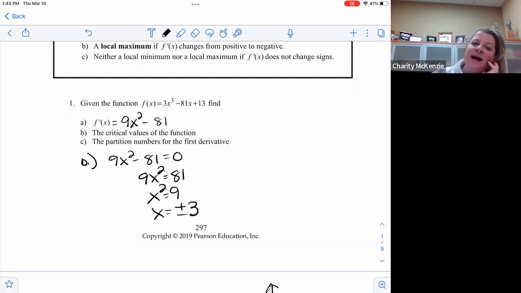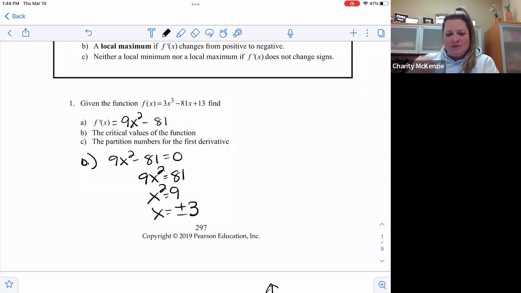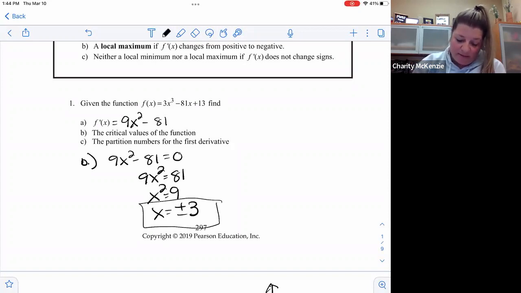Okay. And then when it talks about the partition numbers for the first derivative, what it's referring to is, basically, do you have any spots where you would have 0 in the denominator that also need to be considered with this 3 and negative 3 for places where you could possibly be going from decreasing to increasing? This one, we don't have an x in the denominator. Our domain is all reals. We don't have a number that makes it undefined right here. So our critical values are just the 3 and negative 3.